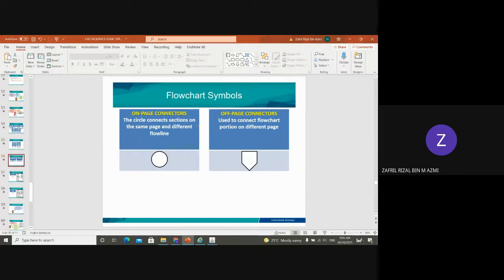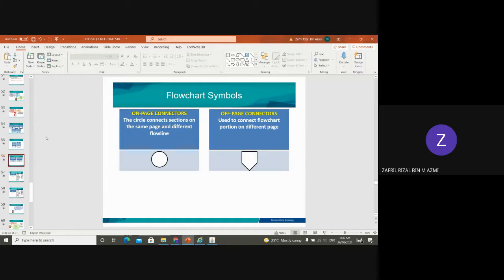Okay, and then connectors. Connectors are used when you have a very complicated flowchart and you cannot put it in a top-down manner, from start until the end. You cannot expect to put the end at the bottom of the page. Let's say that's the situation, it is a very long flowchart. So you may use a connector. There are two types, on page and off page.